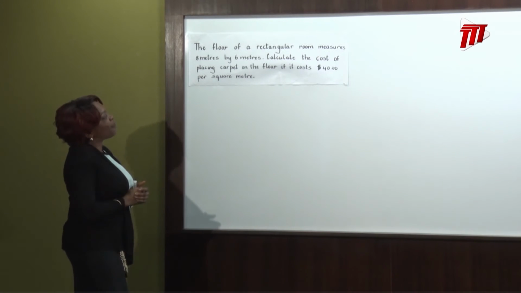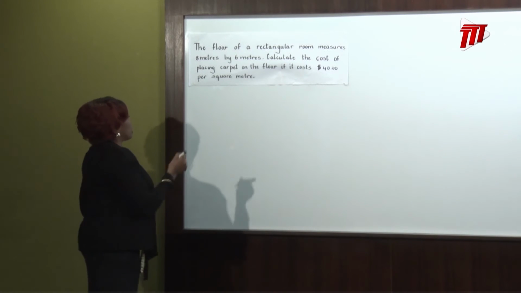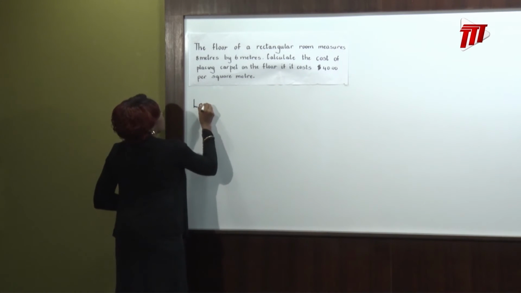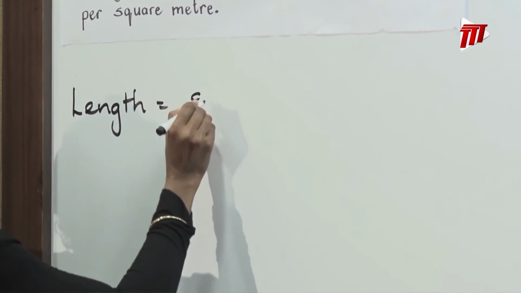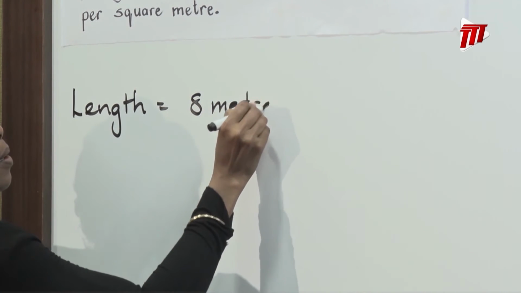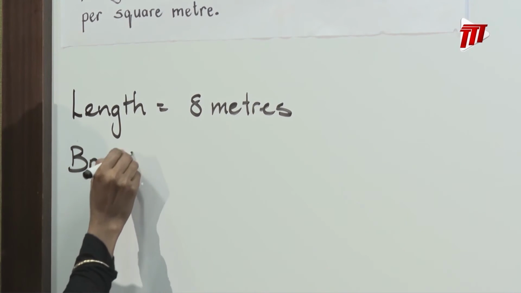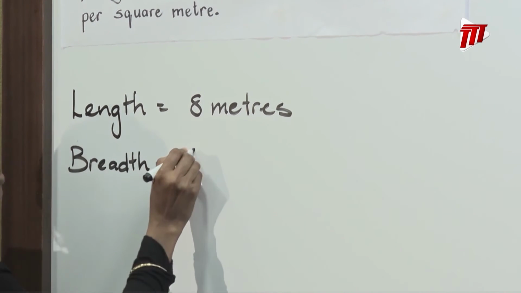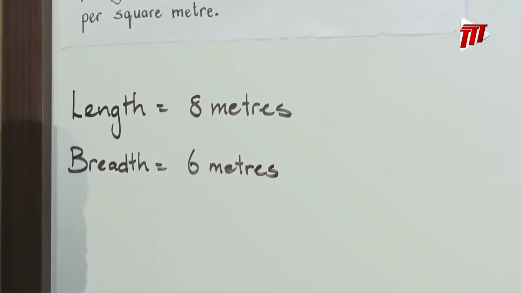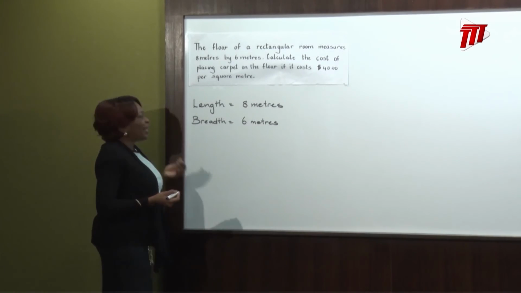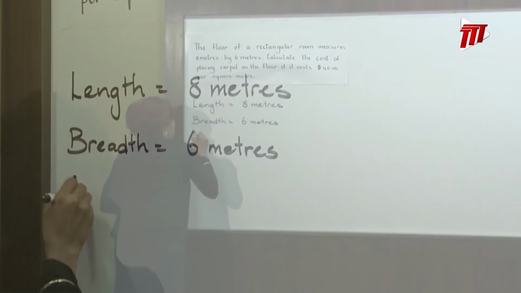So let's first find the area of the room. So let's pull out the information that we have. The length is equal to 8 meters. The breadth is equal to 6 meters. Can we now find the area? By now you know the area of a rectangle, length multiplied by breadth.